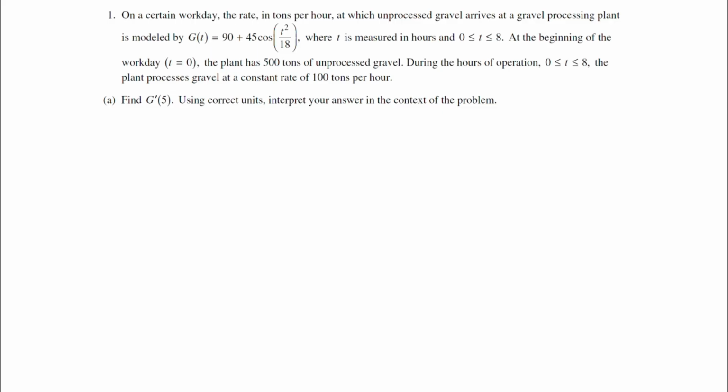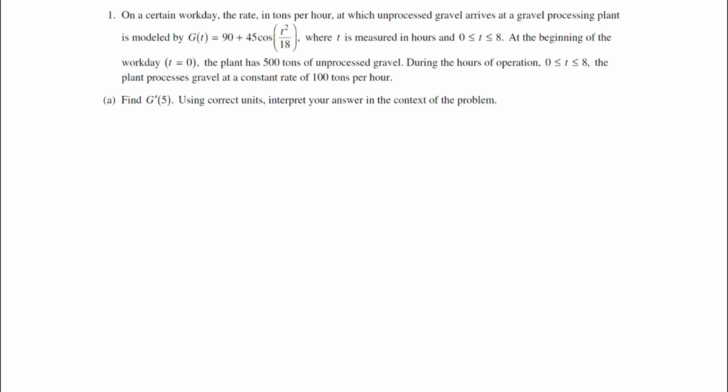All right, this is question number 1 from the 2013 AP Calculus AB exam. It's a rate FRQ, where they give you a rate in tons per hour at which unprocessed gravel is arriving at a processing plant. And the function is g of t, which we can see 90 plus 45 cosine of t squared over 18. And they give us a time period here. We're talking about in hours from t equals 0 to 8. The beginning of the workday is t equals 0.